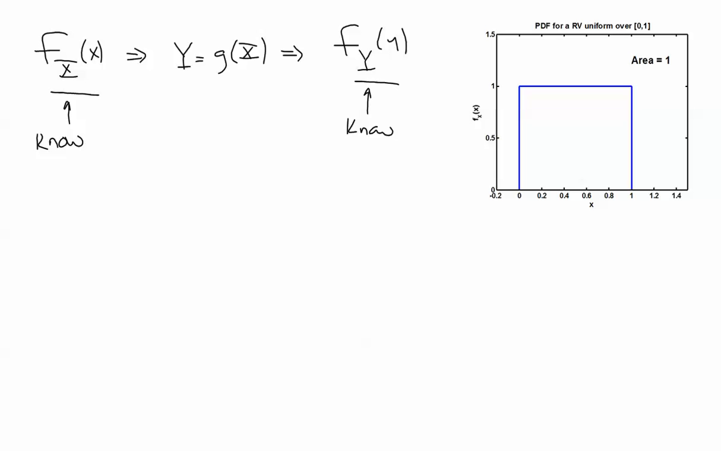What we want to do is take data that is somehow distributed according to probability density function little f sub x, transform that data, and end up with data that is distributed according to the probability density function little f of y. We're going to make a couple of assumptions here.